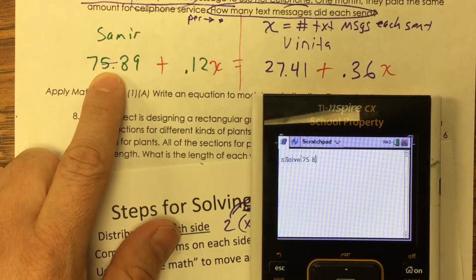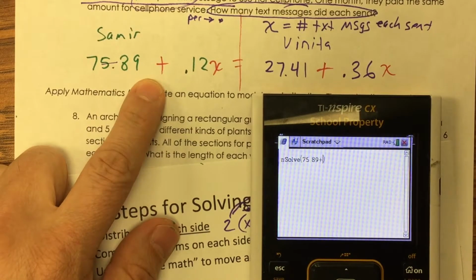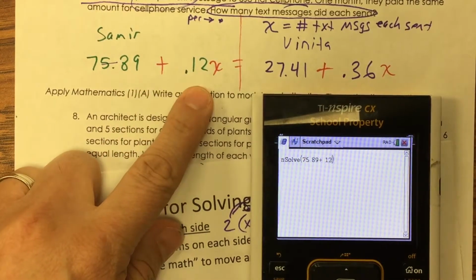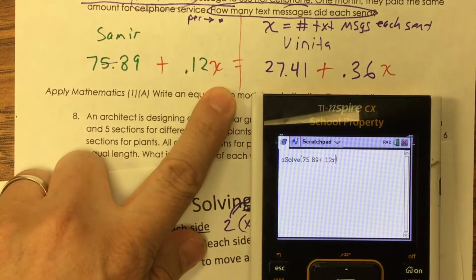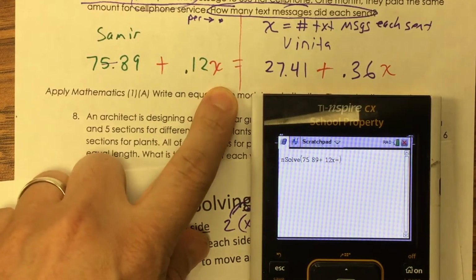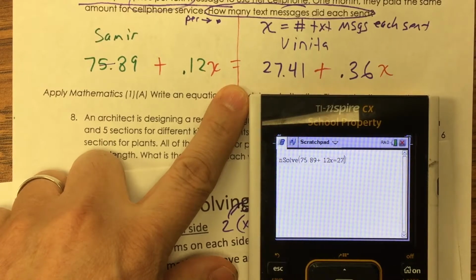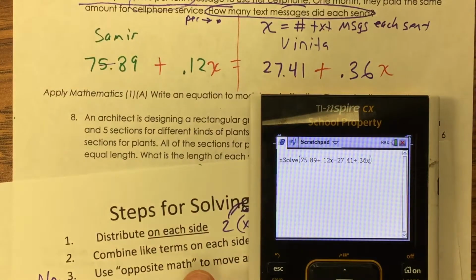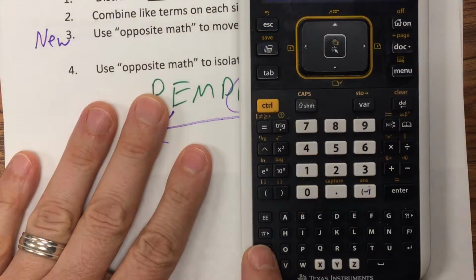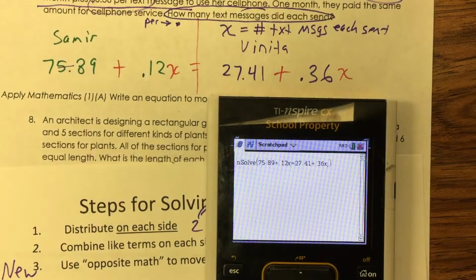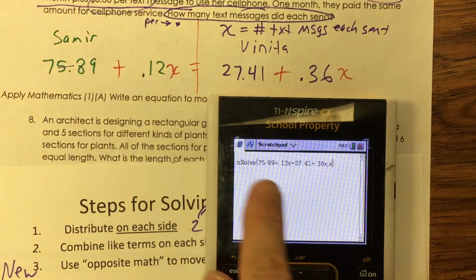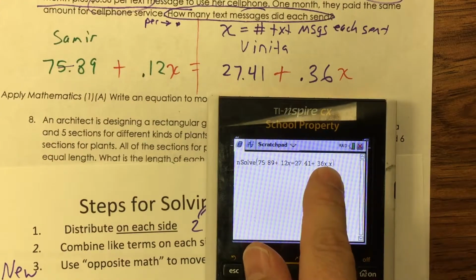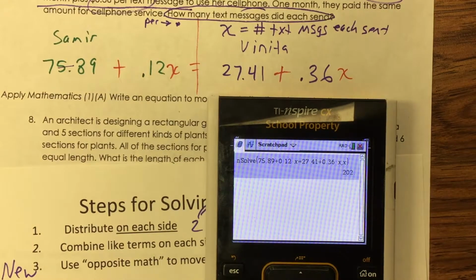75.89, okay, plus 0.12 or 12 cents, X. Then I put my equal sign. Okay, and then 27.41 plus 0.36X. If you push enter here, you get an error because you have to put comma, which is the bottom left button, and then you put X, which is the letter we have in there. If you had Y in there, then you put comma Y. Now you push enter. 202.